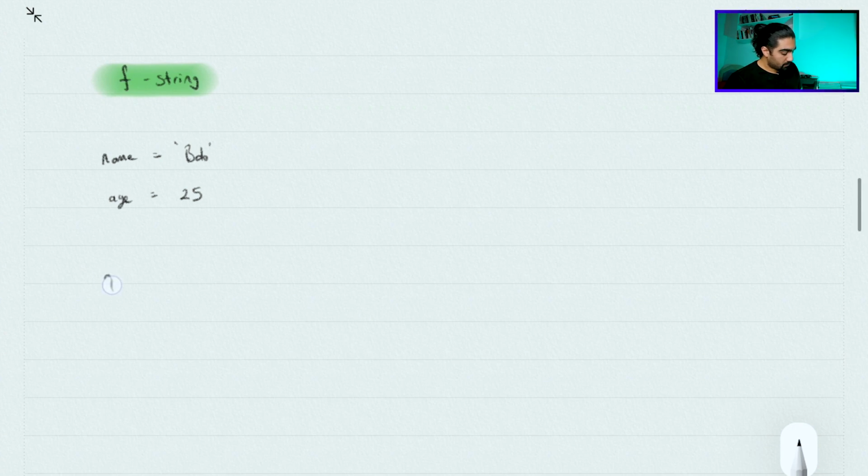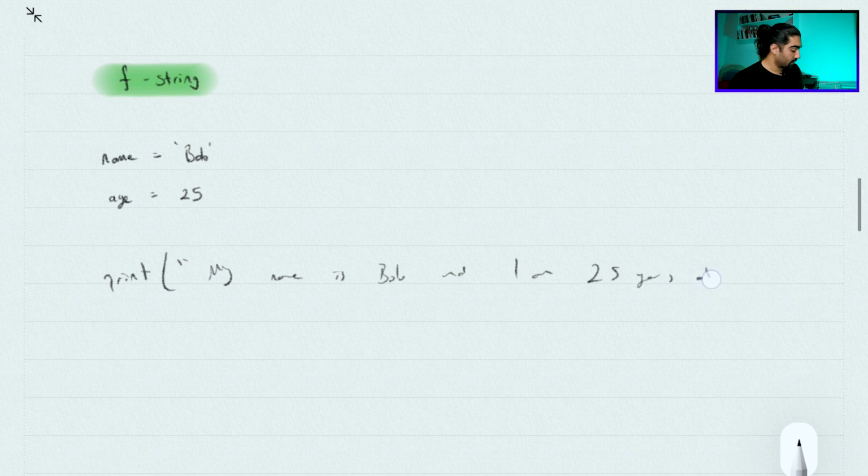So here I'm going to say print, let's say, okay, my name is Bob and I am 25 years old. Okay, so here, instead of using the format function, we have something called f-string, and it is more readable and understandable for others as well. What we are going to do, we are going to delete these age and name, and we want to use a variable for them, right?